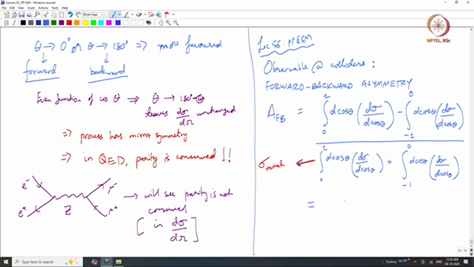This is nothing but all the events in the forward direction, which I'm going to call NF, minus all the events in the backward direction, divided by the total number of events. What have I done? All I've done is multiply and divide the numerator and denominator by the luminosity. If I multiply with luminosity, I get the total number of events, correct? So that's all I have done here. So this is how you measure it in a collider.